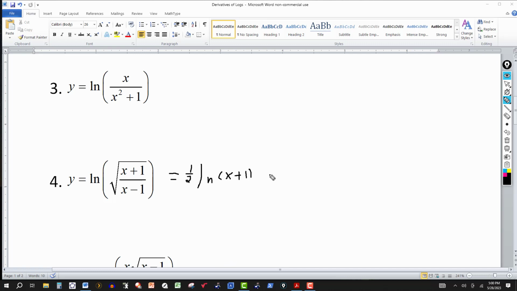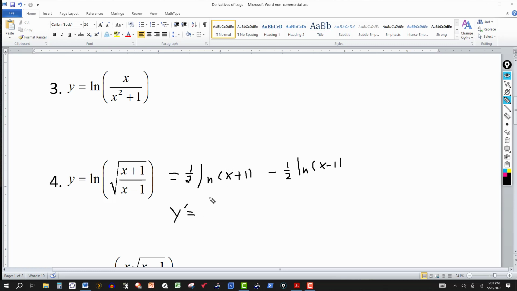And then it's going to be a minus ln of the square root of x minus 1. But again, the square root of x minus 1 is x minus 1 to the 1/2. So again, properties of logs allows you to bring the coefficient out here. This is x minus 1. Now we're ready to take the derivative.